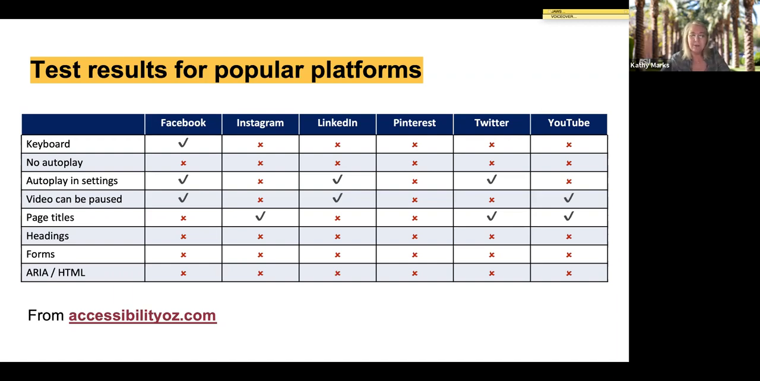As you can see in the table, none of the social media platforms was fully accessible. For instance, of the 6 media platforms they tested, only 3 offered settings to control autoplay, only 3 allowed video to be paused, and only 3 provided page titles. Every one of the platforms had videos that autoplayed and other barriers, such as no headings, inaccessible forms, and incorrect ARIA. Facebook was the only social media outlet that was keyboard only accessible.